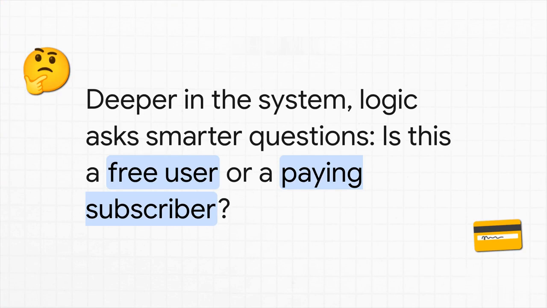Is this a brand new user on a free trial? Or is this a long-time paying subscriber? This lets the system have much more nuanced rules. For example, a pro user might get 1,000 requests an hour, while a free user only gets 100.